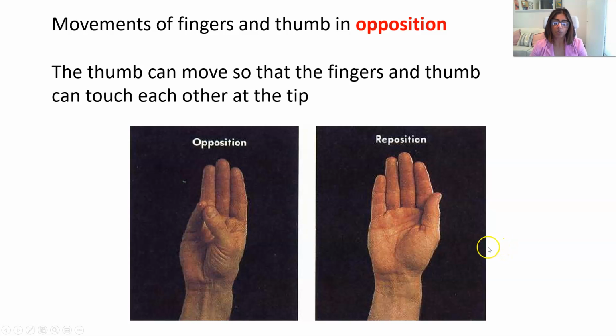Another type of movement which becomes quite important when you study Year 12 human biology, and that's the opposition of the fingers and the thumb. Now, this is a really important evolutionary mechanism that sets us apart from other primates, the ability to actually pull our thumb across and touch each of our fingers. So this is called opposition, and when we put our thumb back, it's called reposition.